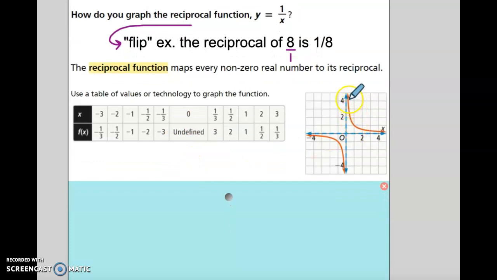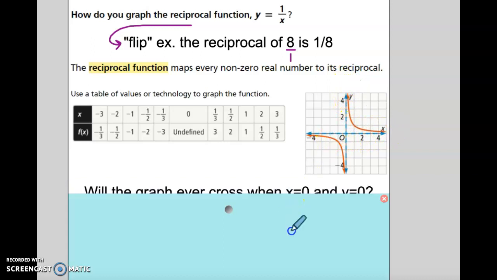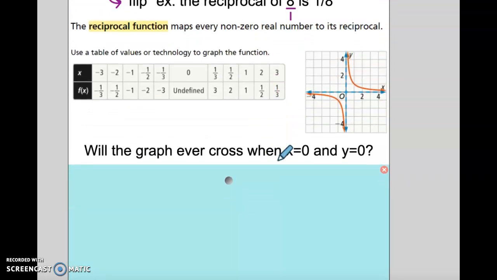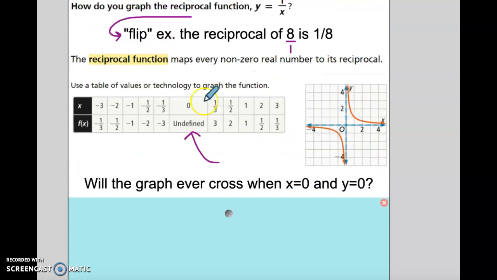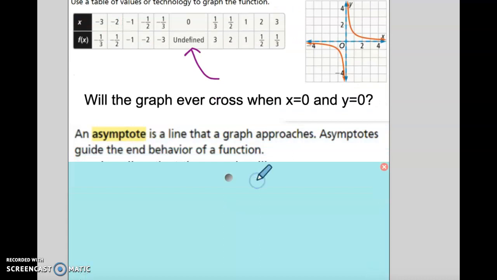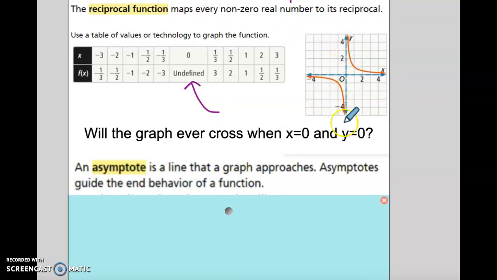So notice this graph is getting really, really close to the x-axis and the y-axis, but is it ever crossing it? So will this orange line ever cross over the y-axis? Same thing with all these values. The answer is no. It's never going to be able to touch when x equals 0 and when y equals 0 because of that answer right there. When I put an x value in, I get an undefined answer. And there's something that this is called. It's not just going to be x equals 0. It's called an asymptote. An asymptote is a line that a graph approaches.